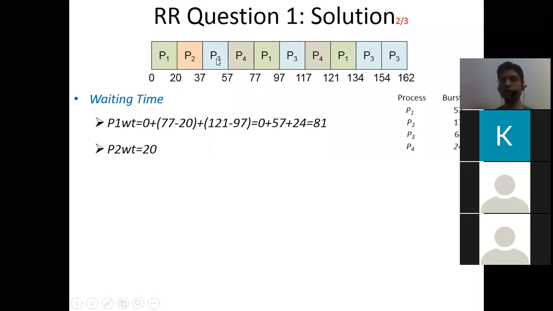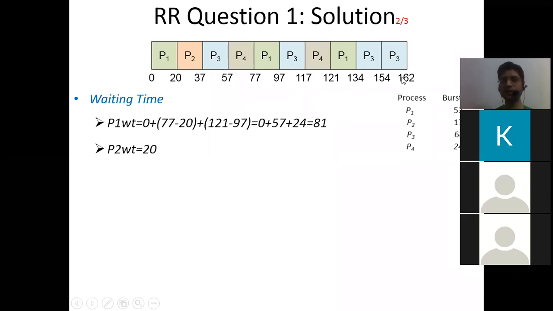Now tell me what is the waiting time for P3? How many times does P3 appear? P3 is here, P3 is here, P3 is here, and P3 is here. Calculate the waiting time for P3.